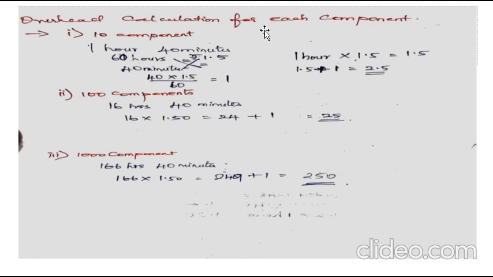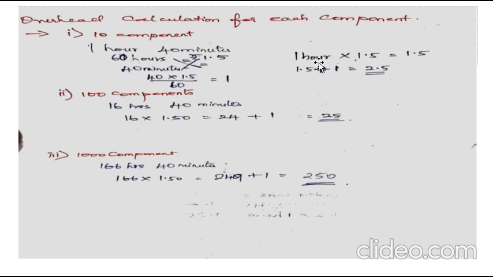So here is the overhead calculation of each component. For 10 components for 1 hour, that is nothing but 60 minutes, it is rupees 1.5, that is 1 rupee 50 paise. Then for 40 minutes, how much is it? So you will cross multiply. 1 hour 40 minutes is for 10 components. For 1 hour, that is 60 minutes, it takes 1.5 rupees. For 40 minutes, how much is it? Cross multiply. So 40 into 1.5 divided by 60 will give you 1.